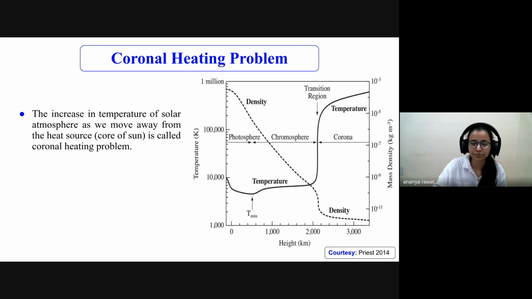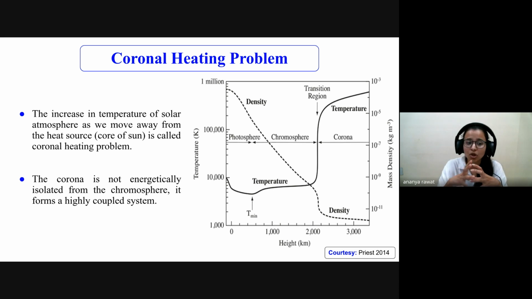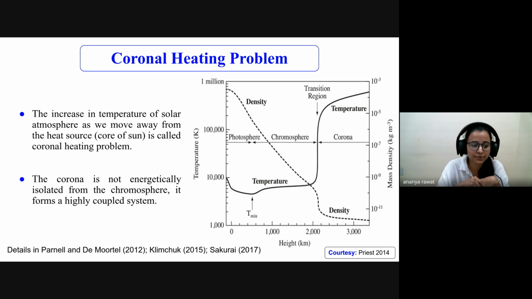So that is why we need to explore the coupling of the solar atmosphere, because the corona is not energetically isolated. Since the chromosphere is playing a major role, we should couple the whole solar atmosphere and then try to explore the reason for the heating. The coronal heating problem is very well described in a few of these review articles.